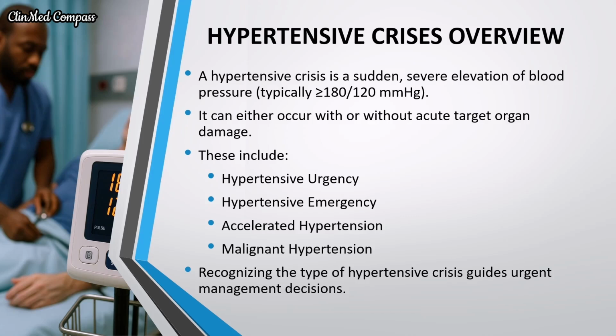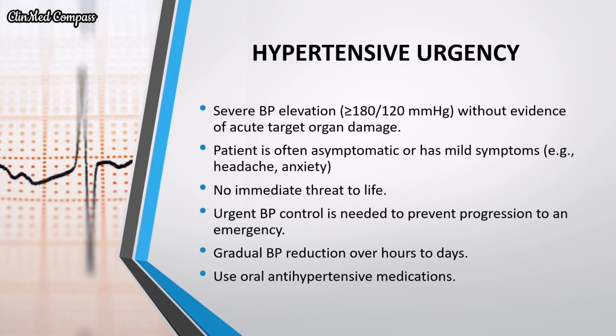We have hypertensive urgency, hypertensive emergency, accelerated hypertension, and malignant hypertension. Distinguishing between these is critical because the urgency and the method of treatment differs drastically. We are now going to break each one down in the coming slides. Let us start with hypertensive urgency.